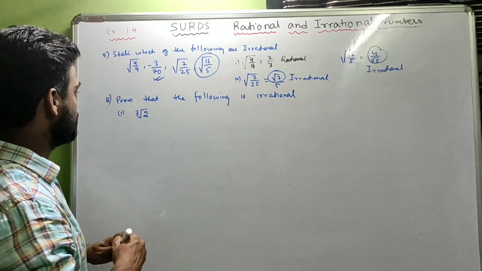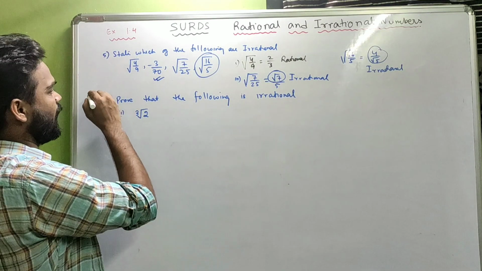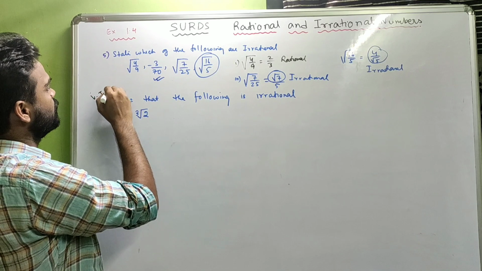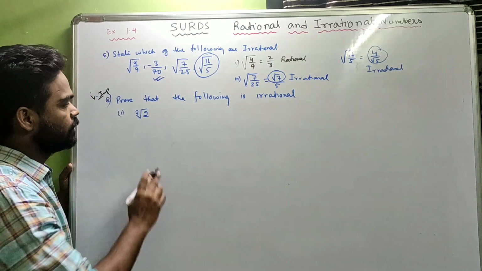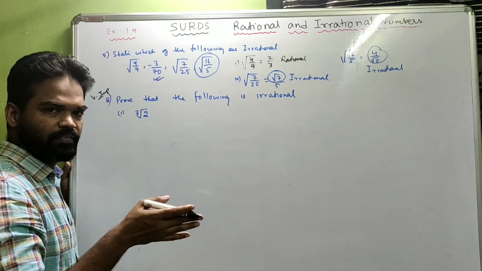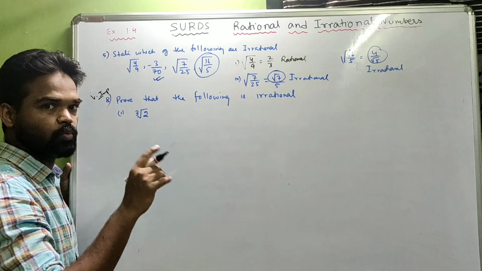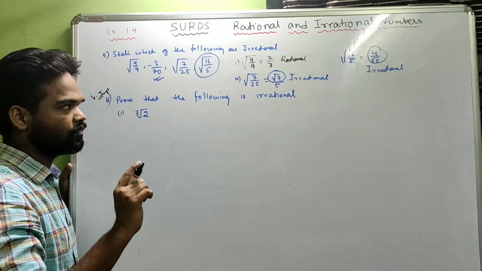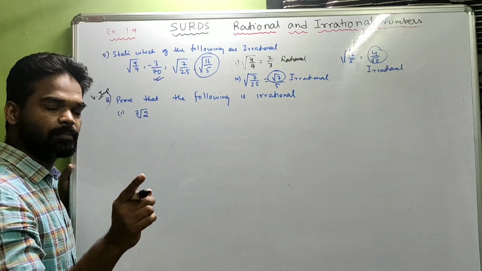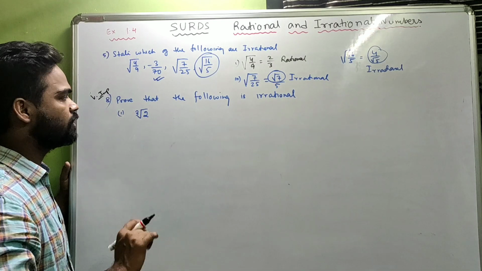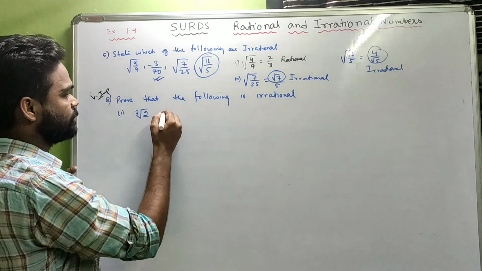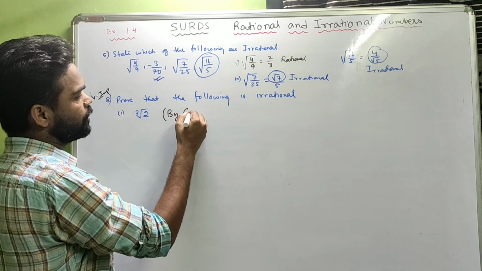Now look at sum number 8. Very important. Prove that the following is an irrational number. Cube root of 2. We have done a type of sum like this, square root of 5, to prove irrational by contradiction method in the earlier exercise. Look, we'll do by contradiction method.